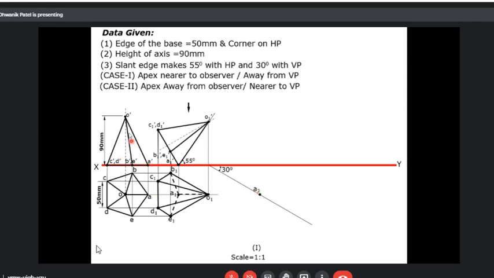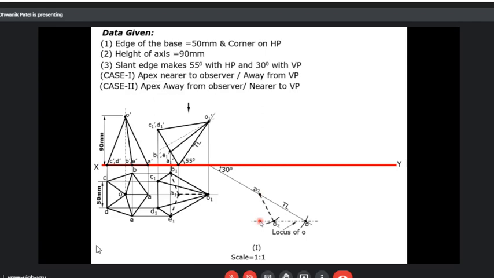Then what will you do? You will consider the true slant edge. Take a radius of the true slant edge and make an arc here, marking the O dash point. From this point, you will draw a horizontal line. Now on this horizontal line, what will you do? You will take a radius of A1 O1, with A2 as the center point, and make an arc here. Where it cuts, mark the O2 point.